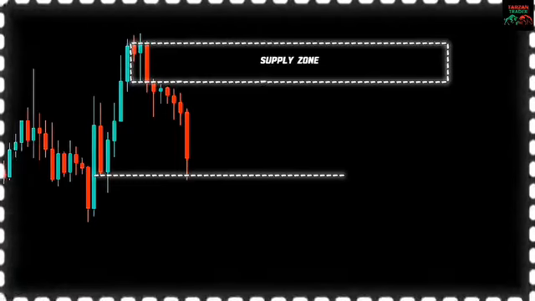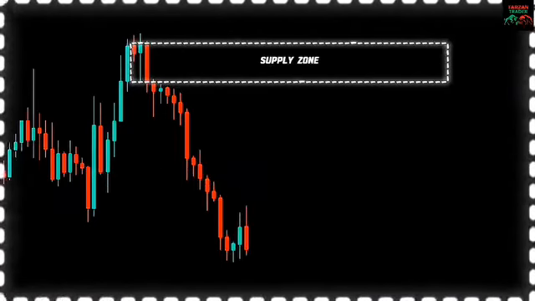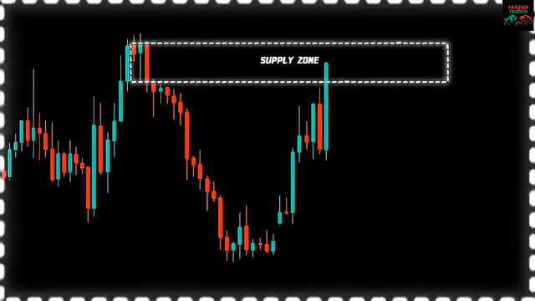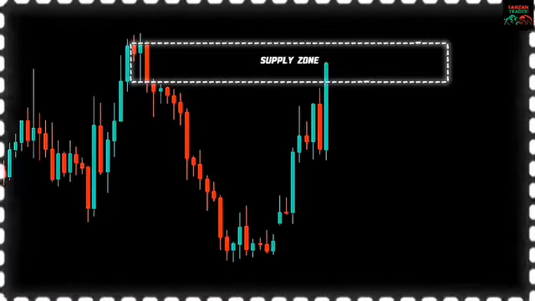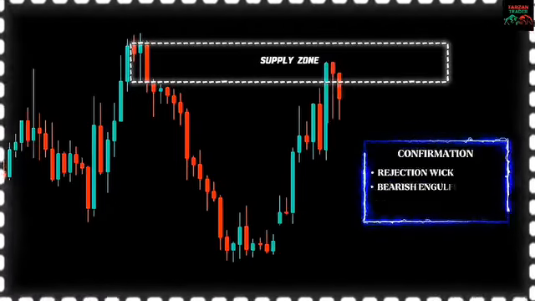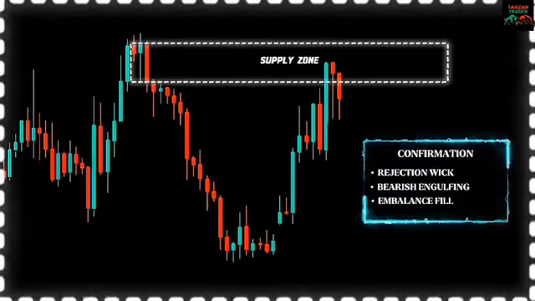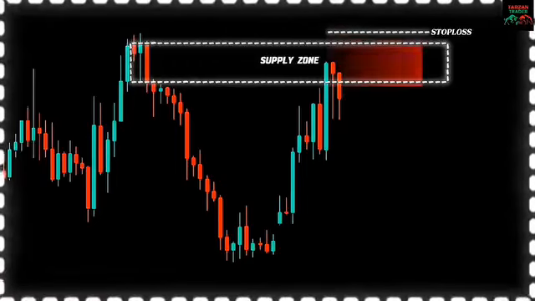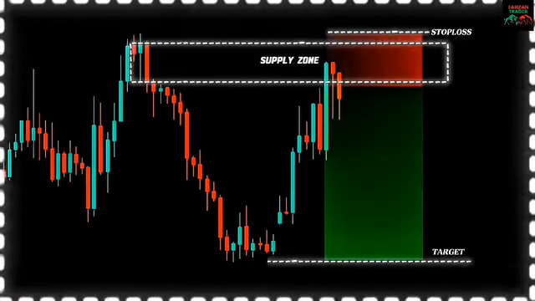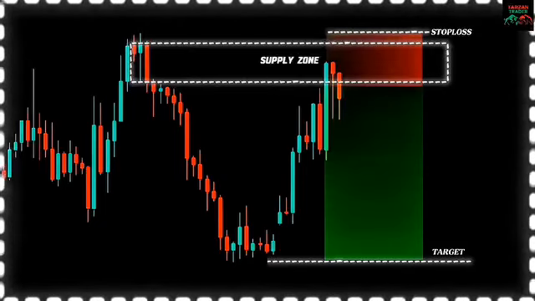Now listen carefully. This is where most traders lose money. You do not sell during the drop. You wait for price to return to the zone, because that's when the unfilled orders get triggered again. So once price revisits the zone, then we look for confirmation, rejection wick, bearish engulfing, imbalance fill, whatever your confirmation model is. Stop loss goes above the zone. Target, the previous low, the imbalance below, or a 1 to 3 to 1 to 5 risk reward depending on volatility.